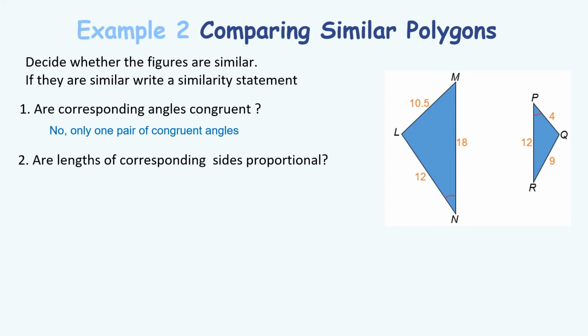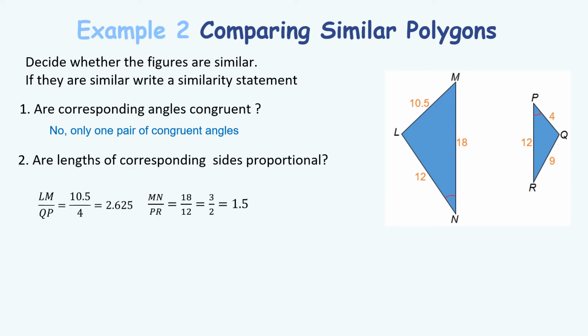Second question: are the lengths of corresponding sides proportional? So let's see. It seems like side LM corresponds to side QP. And let's see the ratios of the sides. 10.5 is the length of segment LM, and for QP the length is 4 units. And 10.5 over 4, if we use a calculator and divide, you're allowed to do that, the answer that we get is 2.625, and that would be the ratio of the two sides. Let's see if we find the other corresponding sides and whether we get a ratio equal to this value.